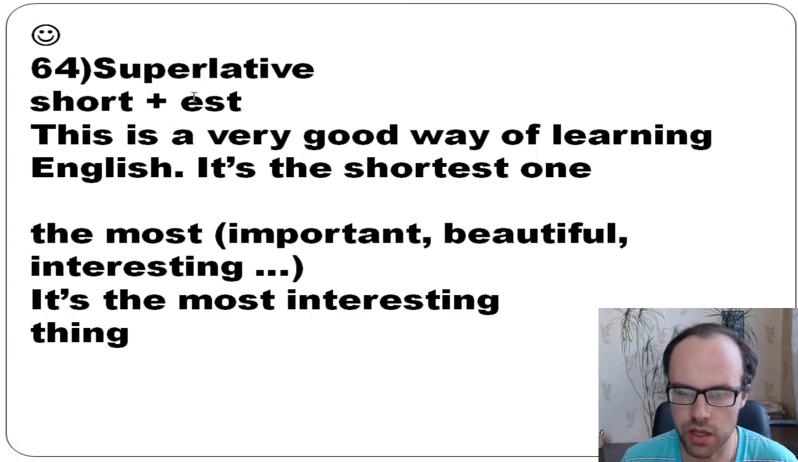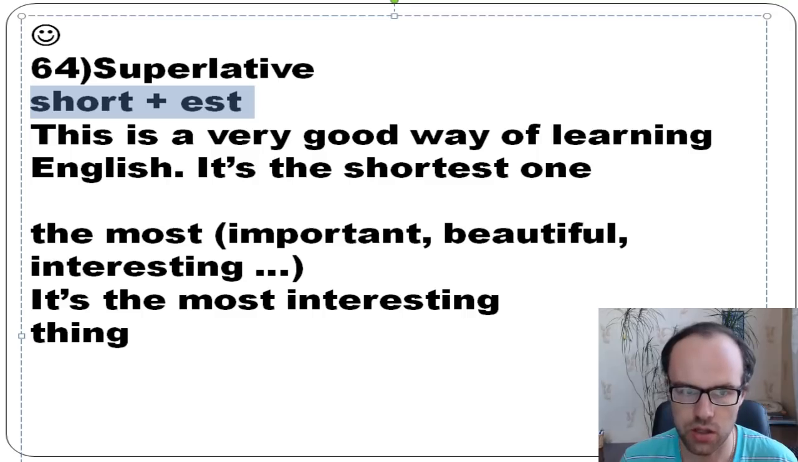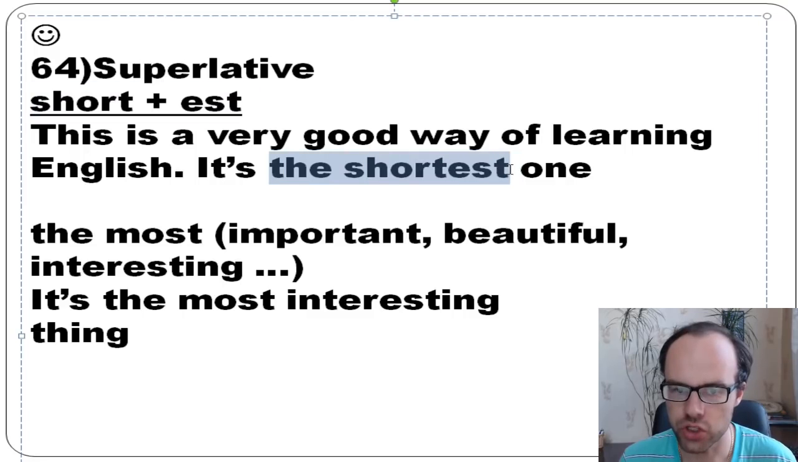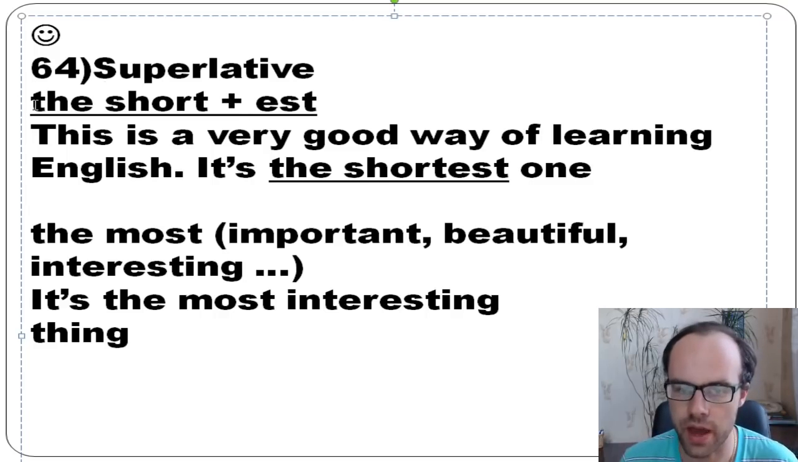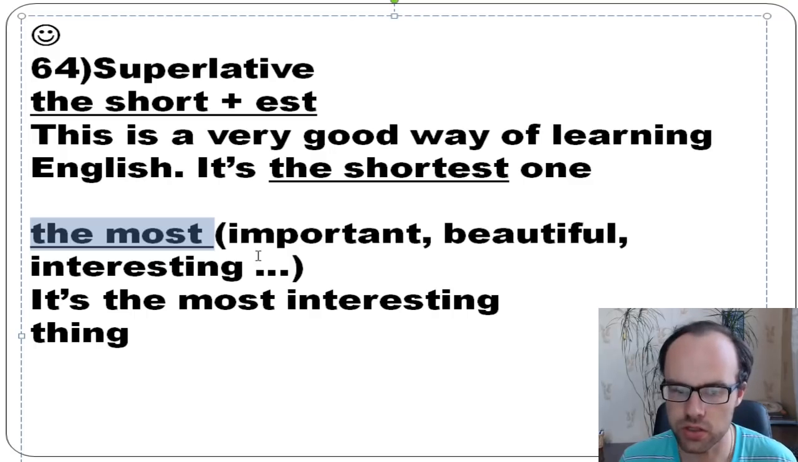Good. Superlative form. If it's a short adjective, we usually add est. So look, short, shortest. This is a very good way of learning English. It's the shortest way, or the shortest one. If we look at this superlative form, we always use the. If it's a long adjective, we use the most. For example, the most important, the most beautiful, the most interesting. It's the most interesting thing.